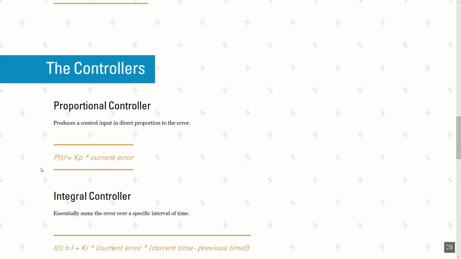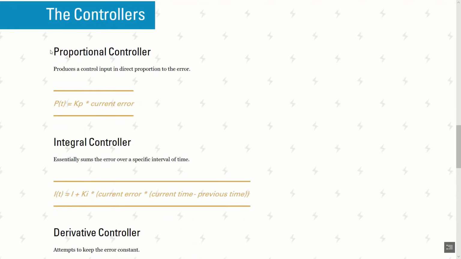So let's start with proportional. Proportional's goal is to produce a control input in direct proportion to the error. We're going to look at this in a coding environment in the next video. Right now, let's just get used to this formula here, and this is K sub P, and that is a gain. We're going to talk about that later, and that's times the current error.